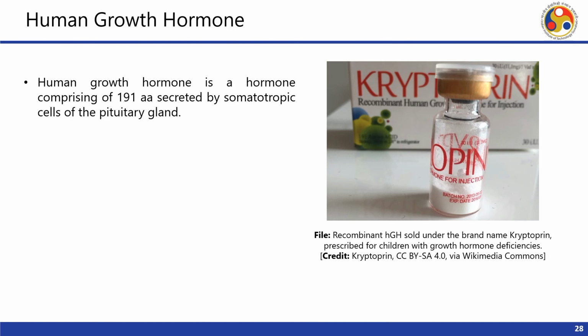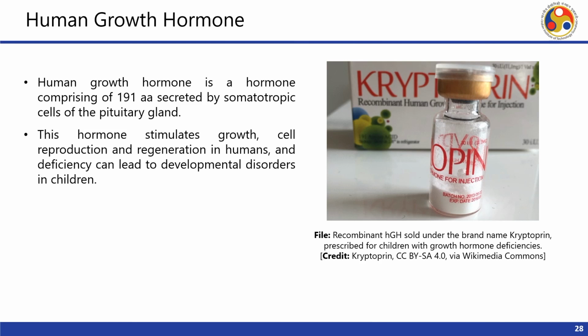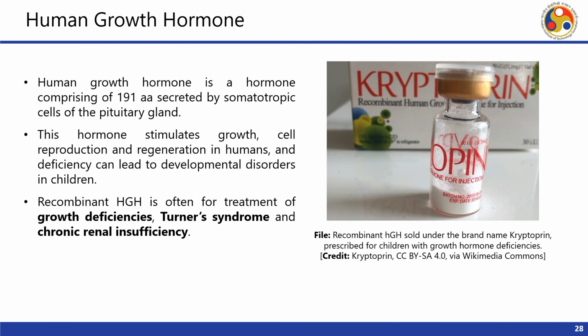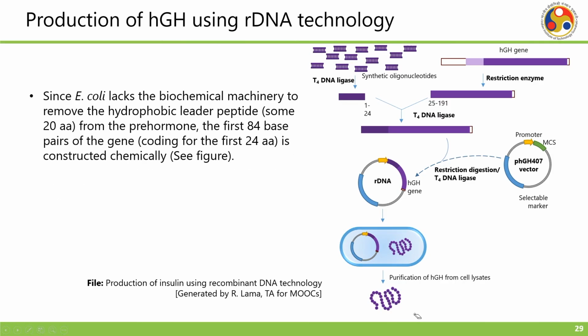Let us now discuss the human growth hormone. Human growth hormone is a hormone comprising 191 amino acids secreted by somatotropic cells of the pituitary gland. These hormones stimulate growth, cell reproduction and regeneration in humans, and deficiency can lead to developmental disorders in children. Recombinant human growth hormone is often a treatment for growth deficiencies, Turner's syndrome and chronic renal insufficiency. So, here you can see recombinant human growth hormone sold under the brand name cryptoprin. This is prescribed for children with growth hormone deficiencies.